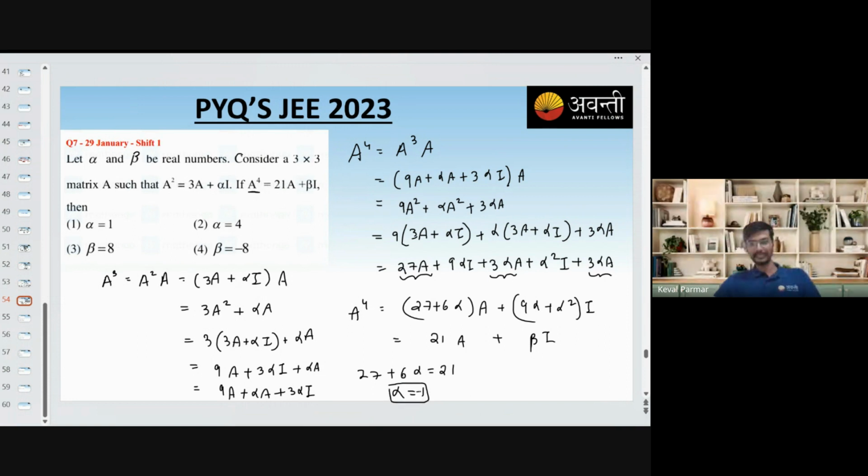Sorry, minus 1. Right? And beta equals 9 into minus 1 plus 1, which is minus 8. We wanted to find the values: alpha is minus 1, beta is minus 8. That means option number 4, beta is minus 8. Correct, guys? Let's move on to the next question.